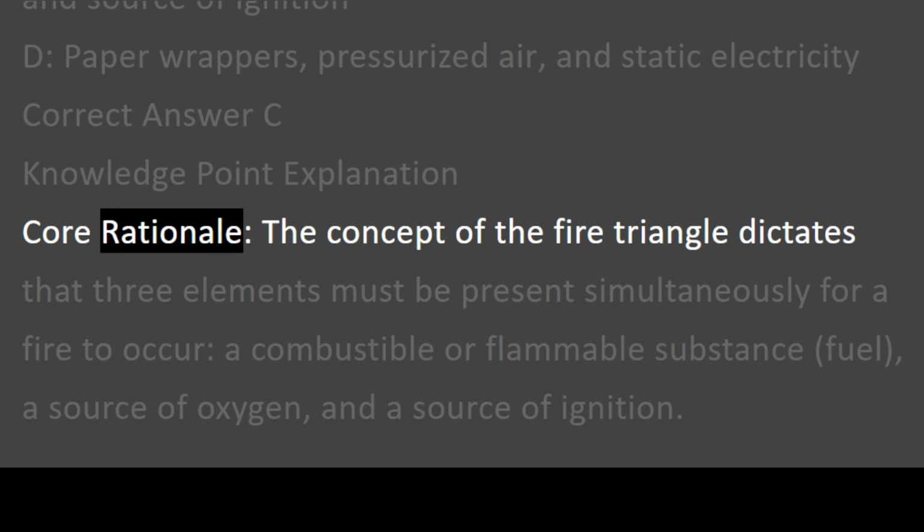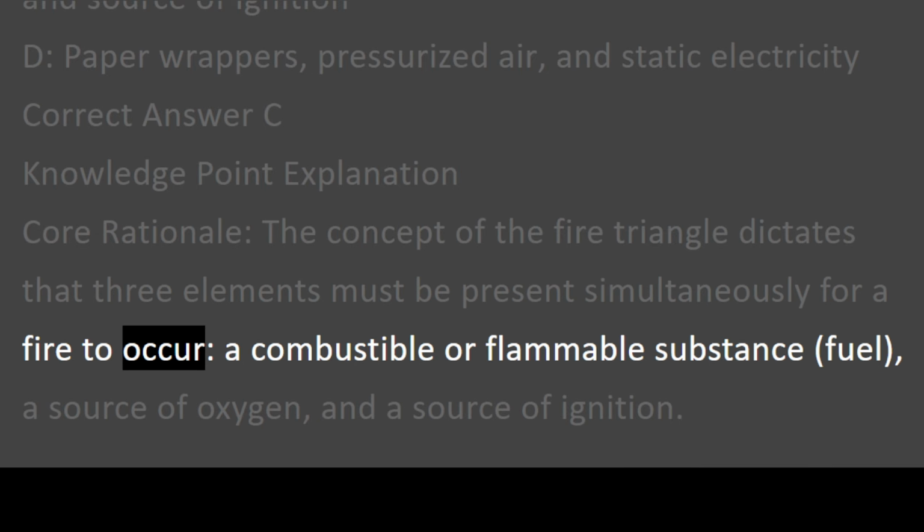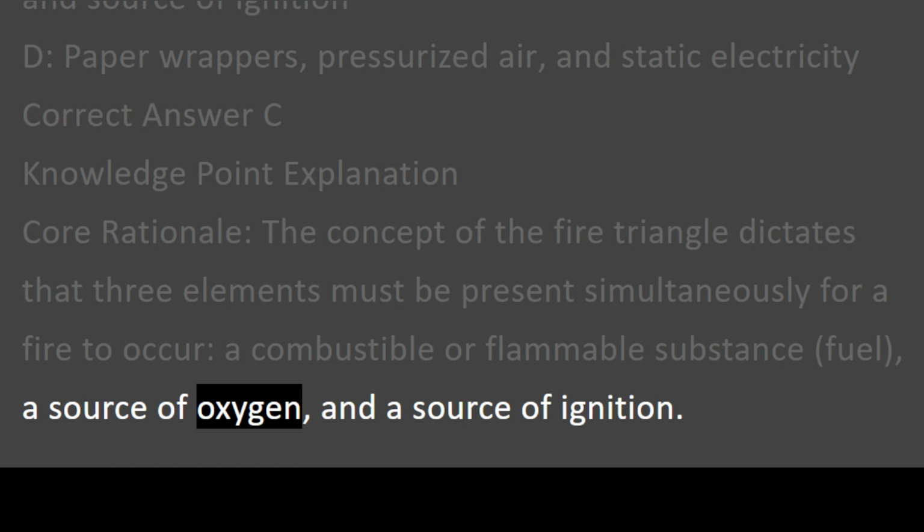Core rationale. The concept of the fire triangle dictates that three elements must be present simultaneously for a fire to occur: a combustible or flammable substance, fuel, a source of oxygen, and a source of ignition.